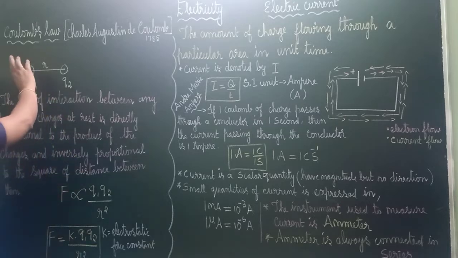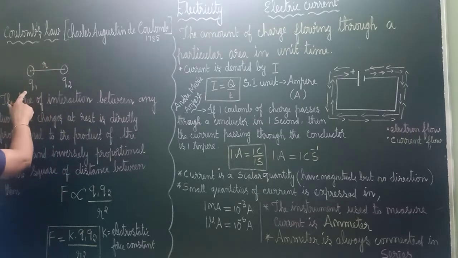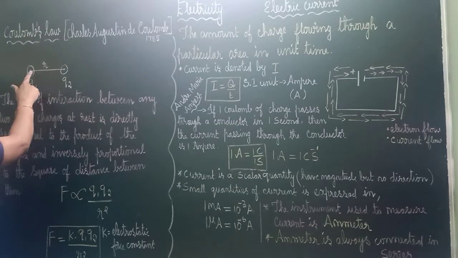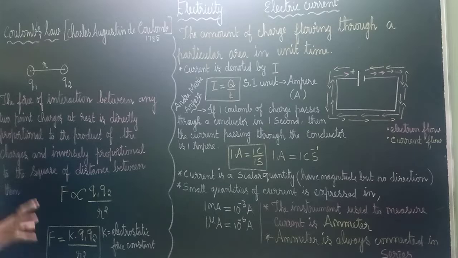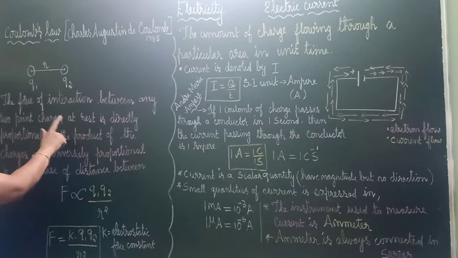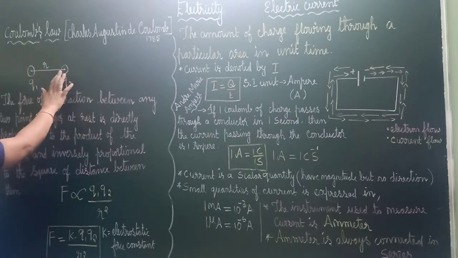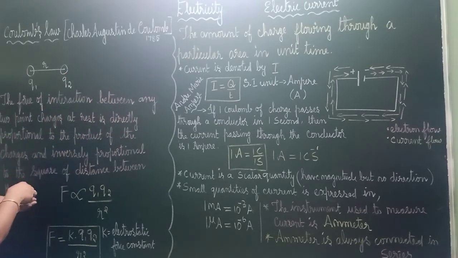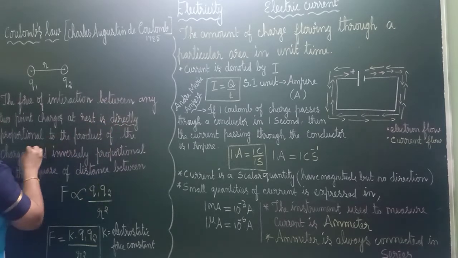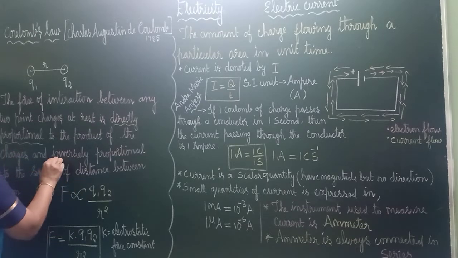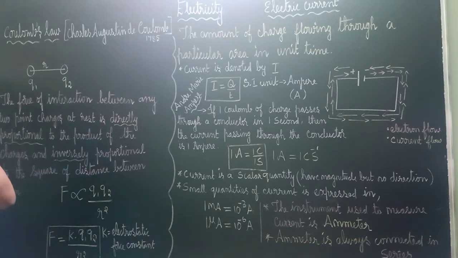See, two points he has taken. This point is taken as Q1 and this point is taken as Q2. And the distance is denoted as R. According to his law, the force of interaction between any two point charges at rest is directly proportional to the product of the charges and inversely proportional to the square of the distance between them.